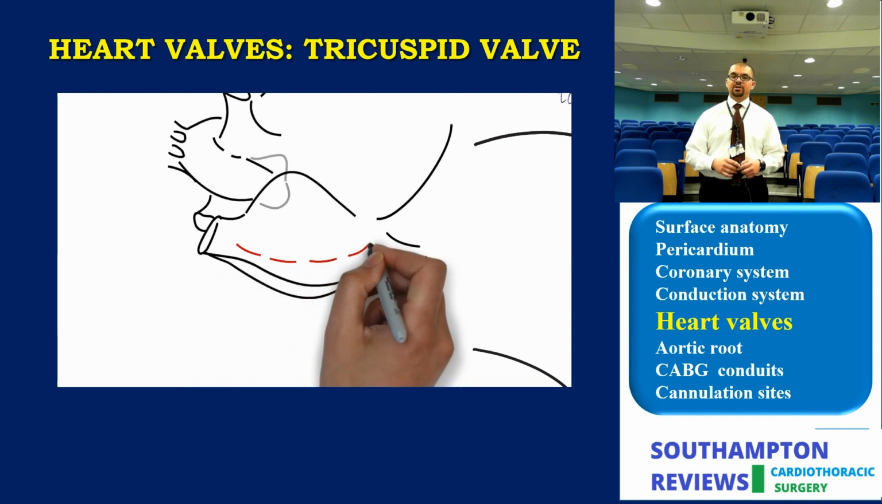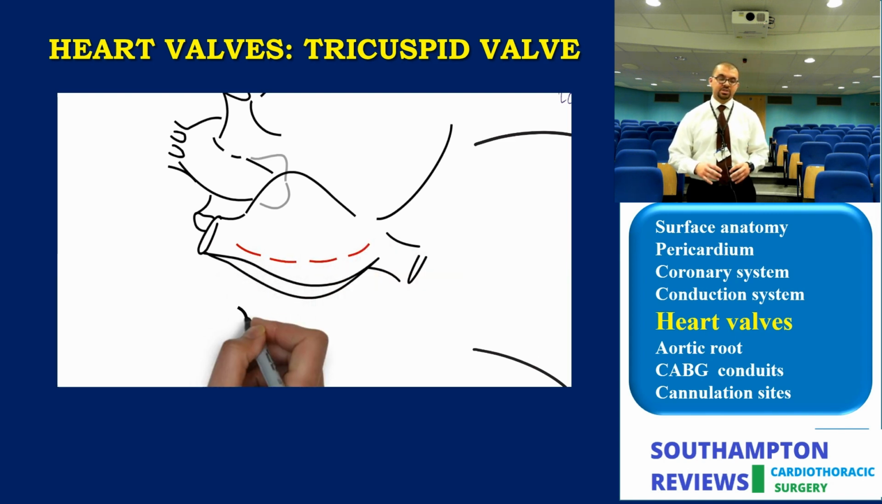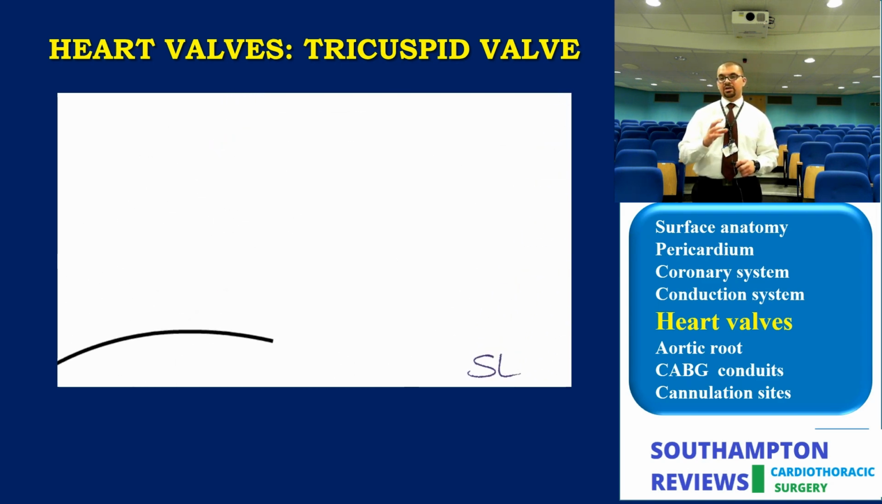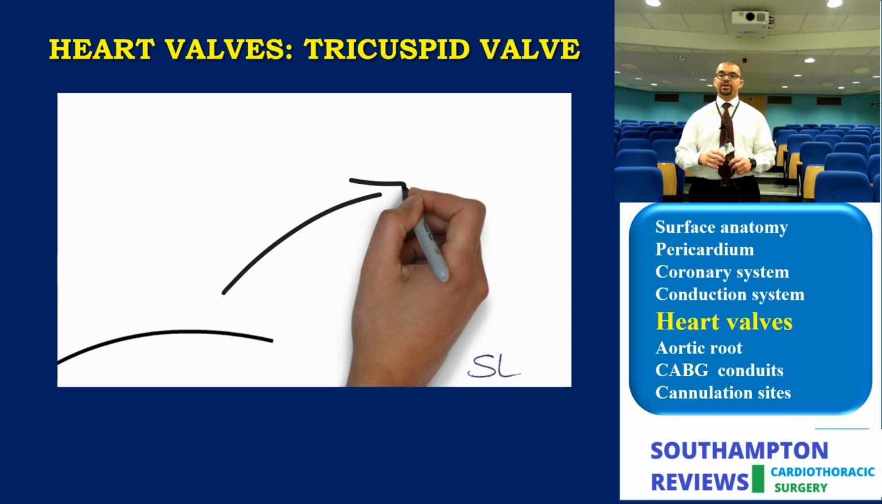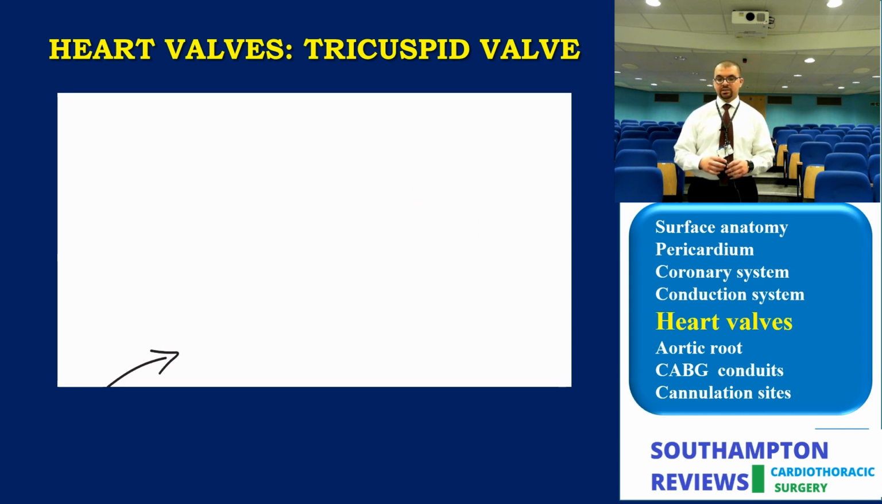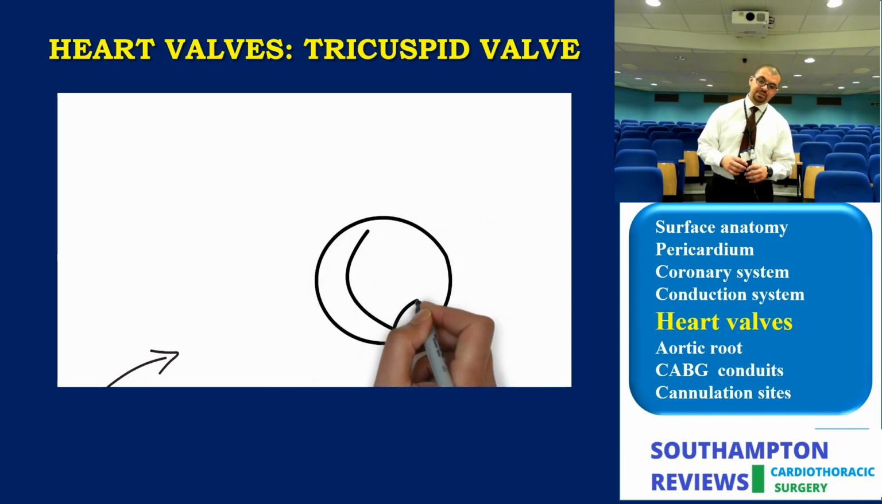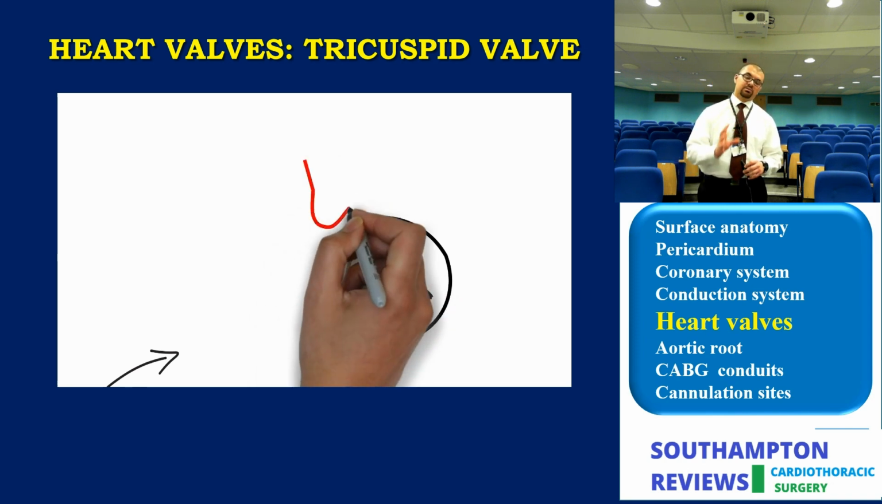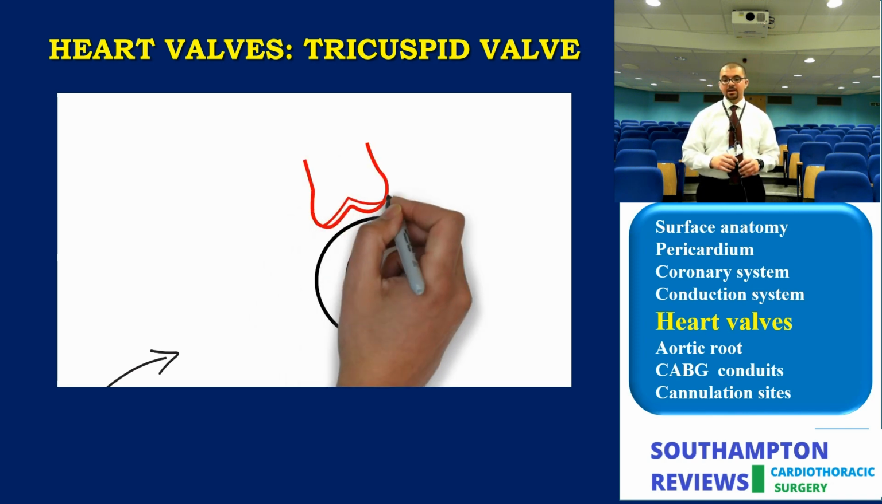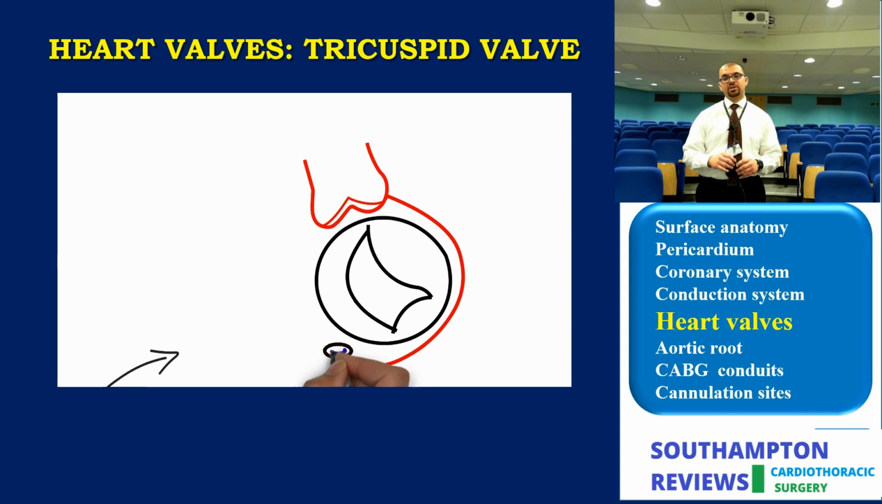Next are the annular relations. As we said, 4 structures will surround all valves. So in here, the 4 structures, as you can see, the aortic root again is in close relation to the right atrium and the tricuspid valve. So the first relation is always the aortic root. This is the commissure between the non-coronary and the right coronary cusp.